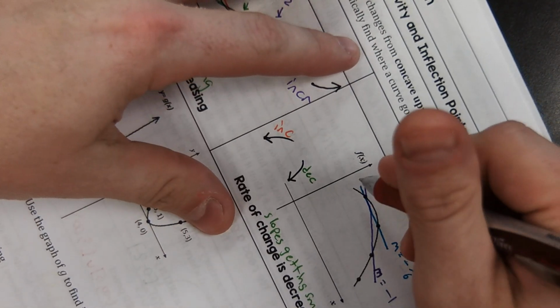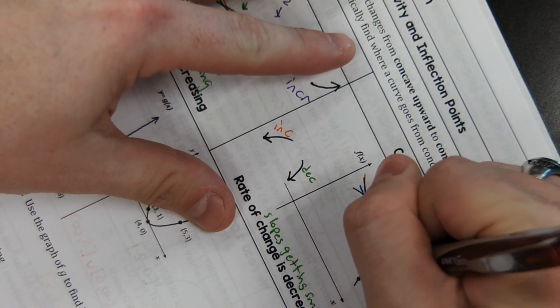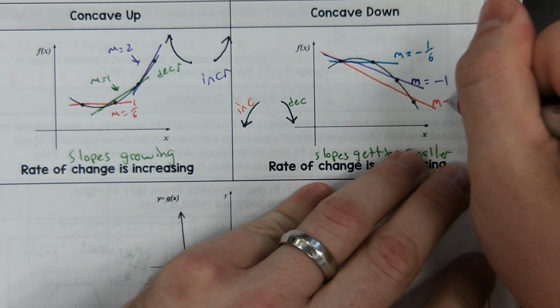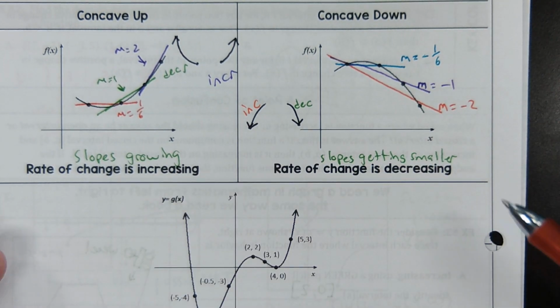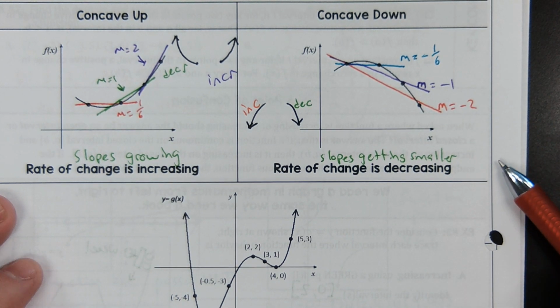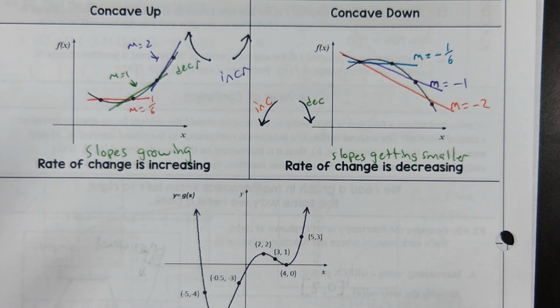Let's see, I'm going to turn my paper sideways to hit this one. Even more negative. I don't know, let's say that one's about -2. Do you see that these numbers are decreasing? -1/6, then -1, then -2. The further negative you get, that's a number decreasing. You're getting smaller. -2 is smaller than -1.